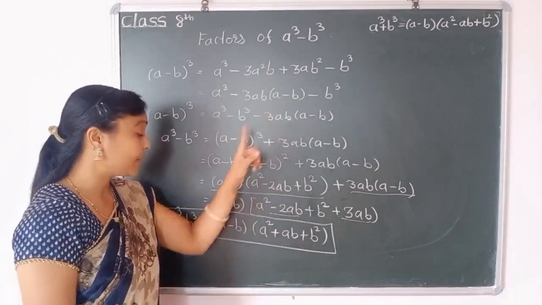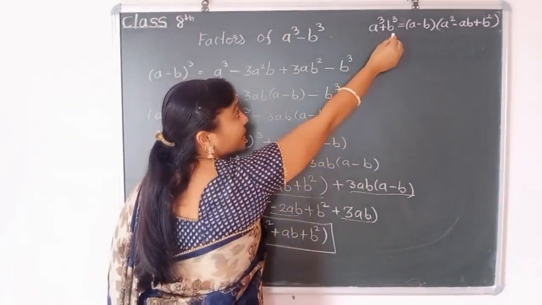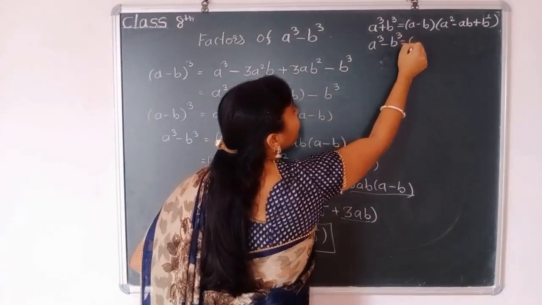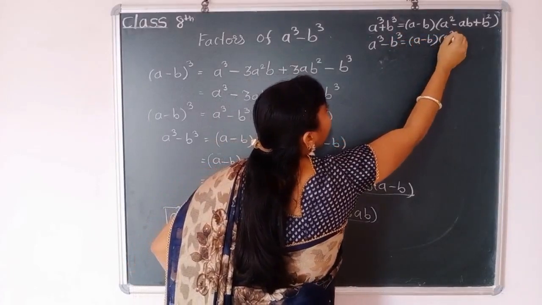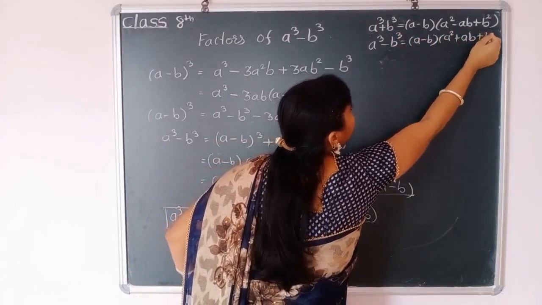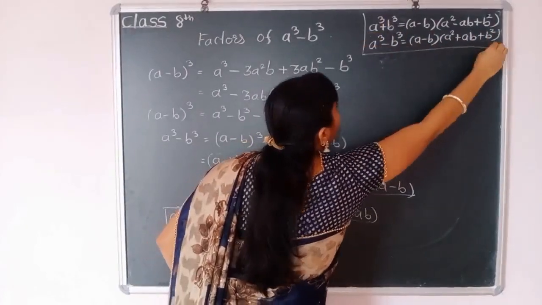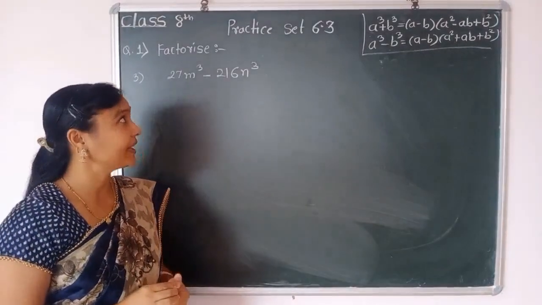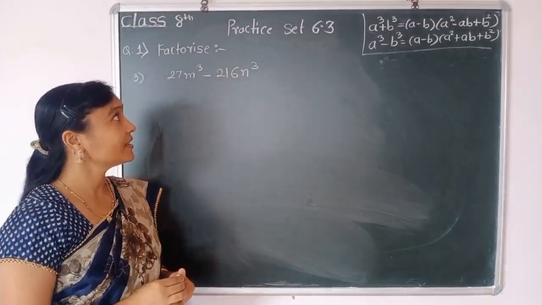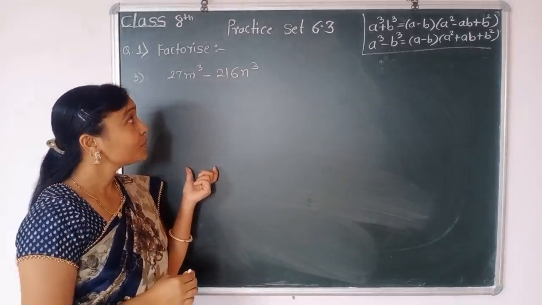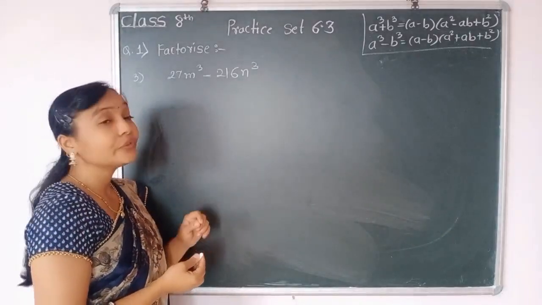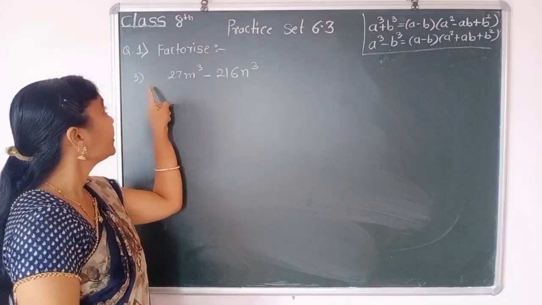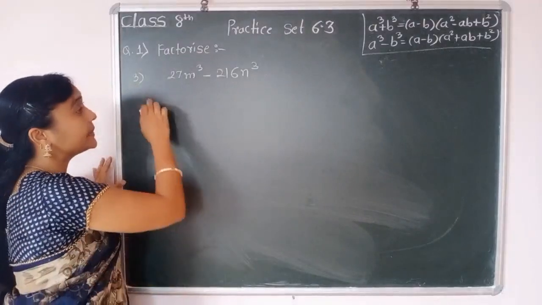In this way we have the two formulas: a cube plus b cube, and this is the other formula, a cube minus b cube equals (a minus b)(a square plus ab plus b square). We get these two formulas. Okay. Now we start practice set 6.3. In this set we see how to solve the factorizing of difference of two cubes by using these formulas.